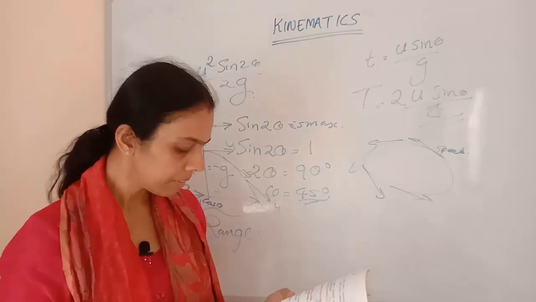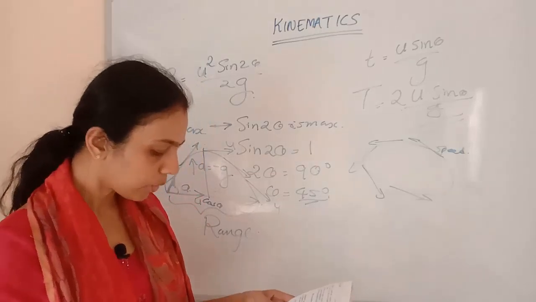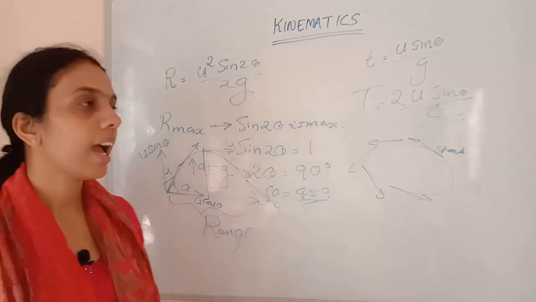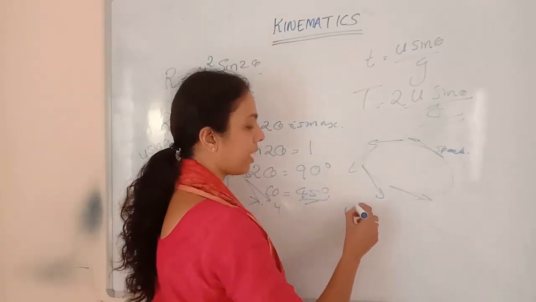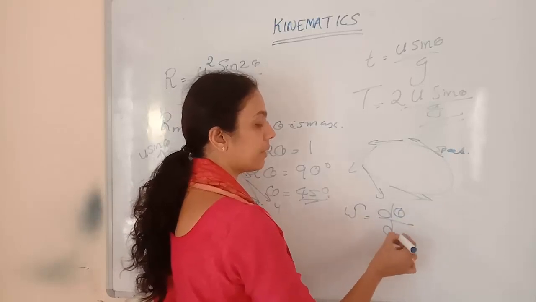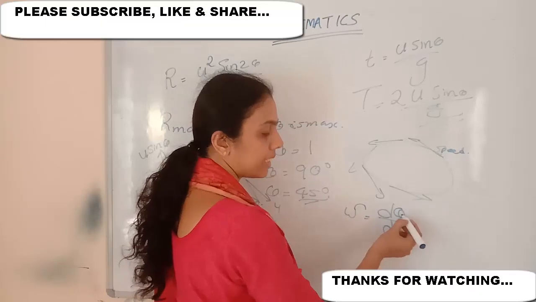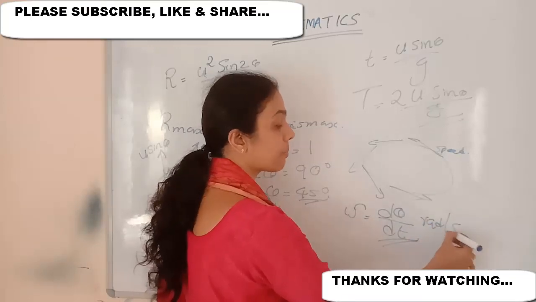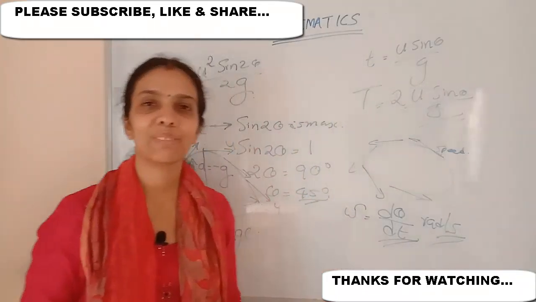Next, express angular velocity in terms of angular displacement. Angular velocity omega equals d theta divided by dt, where theta is the angular displacement. The unit is radians per second. Is it clear for you?